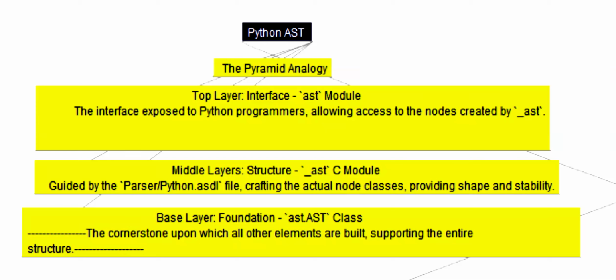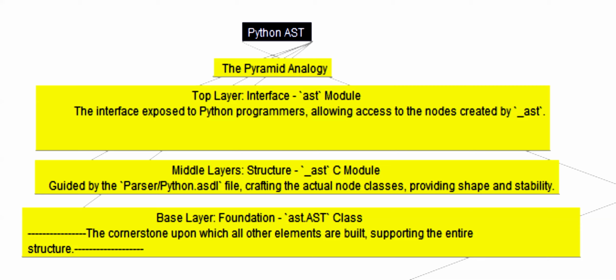Python AST. The pyramid analogy. Top layer, interface, AST module. The interface exposed to Python programmers, allowing access to the nodes created by _AST. Middle layers, structure, _ASTC module.